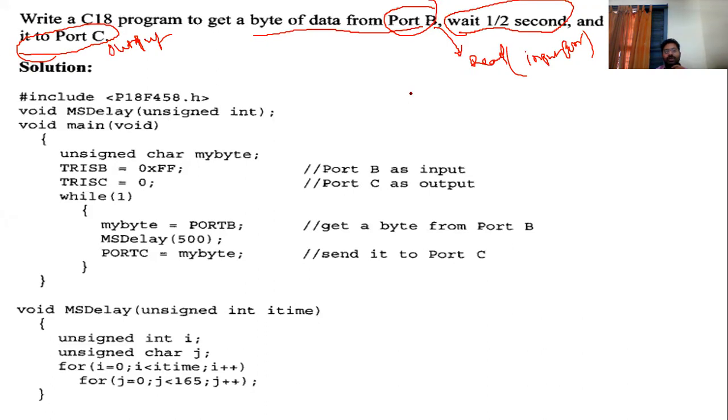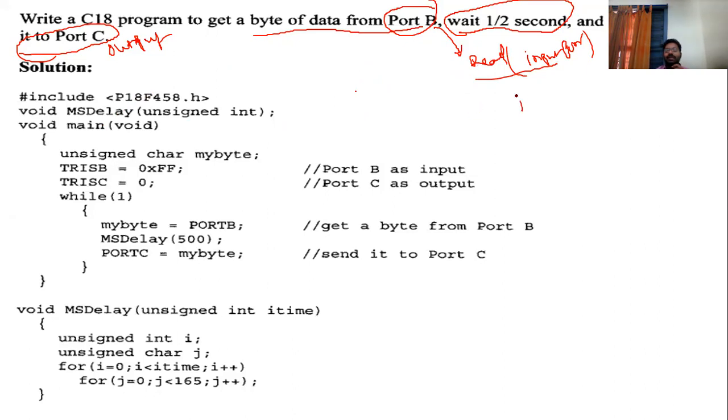Once you read the information from port B, then you can wait 0.5 seconds, then send the information to the ports. Two operations are there. Port B receives the information, you wait some time, then you send the information to port C. So two operations we are going to perform. That's why you must initialize port B as an input port, then port C as an output port. At the same time, there is one condition given, waiting.